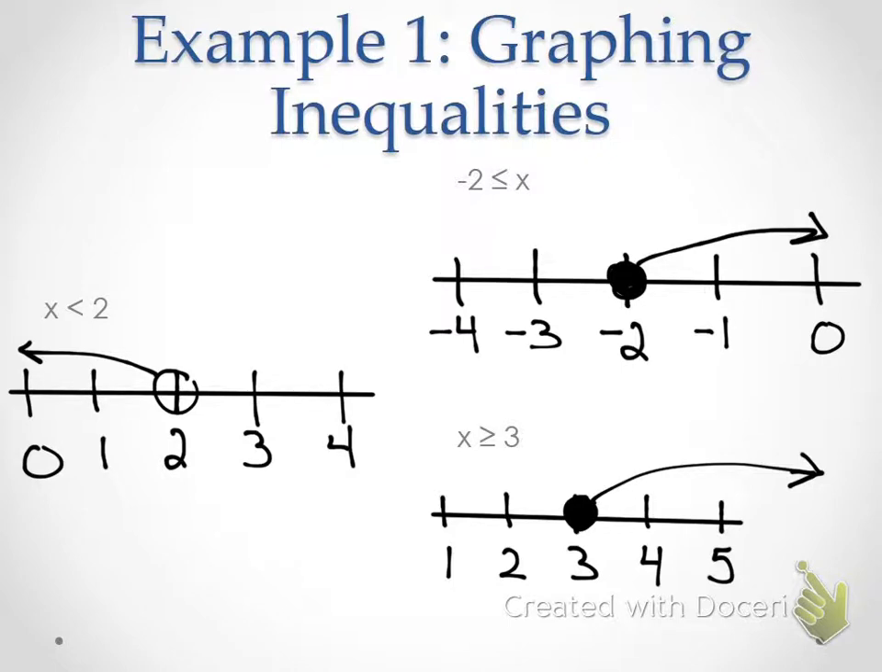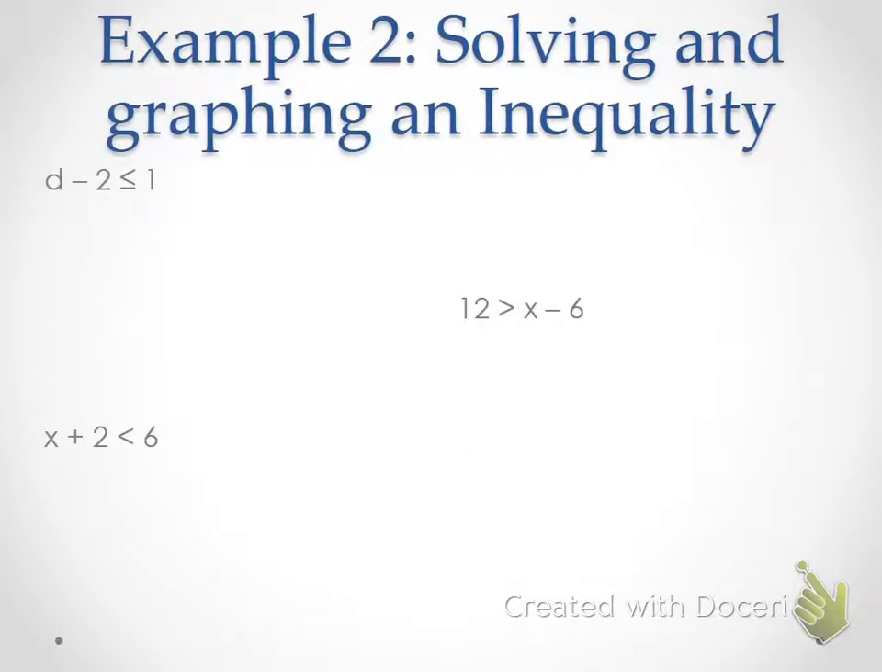Moving on to example 2. Now, in example 2, it doesn't just outright tell us what the solution is. We have to actually solve the inequality, okay? So there's just a couple steps here. The good news is that solving the inequality is the same process as solving an equation, getting the variable by itself on one side. So if I have d minus 2 is less than or equal to 1, how could I get d by itself?